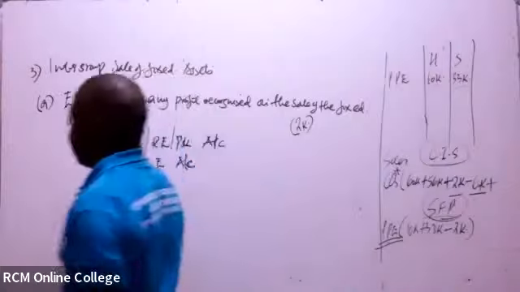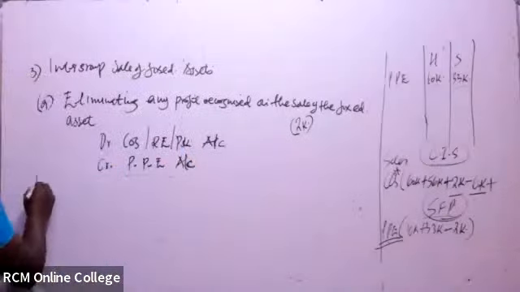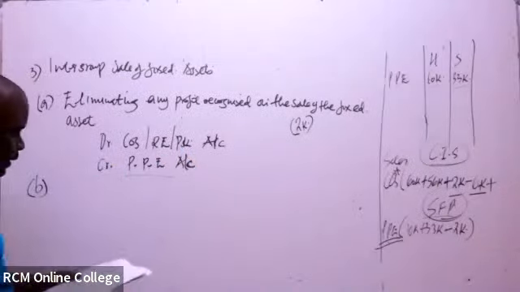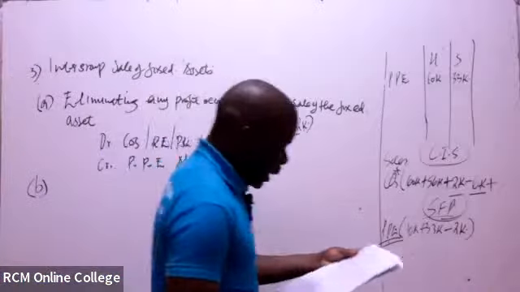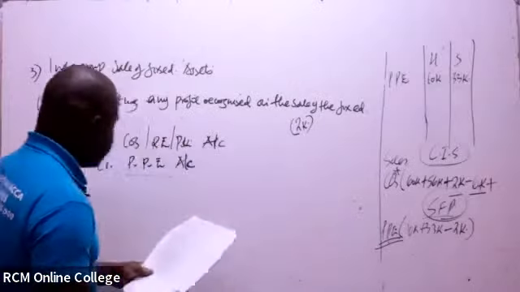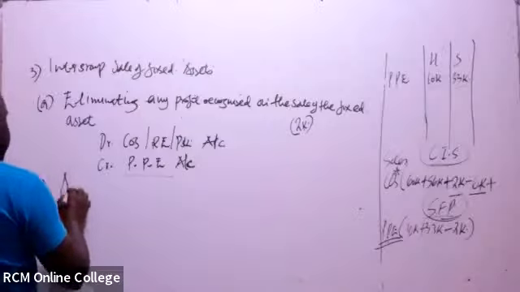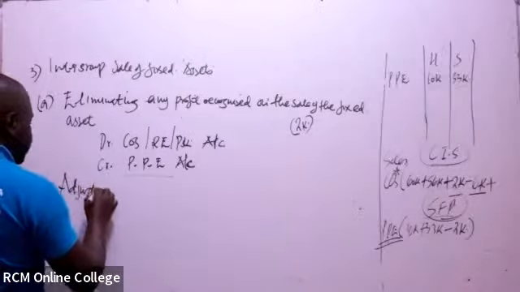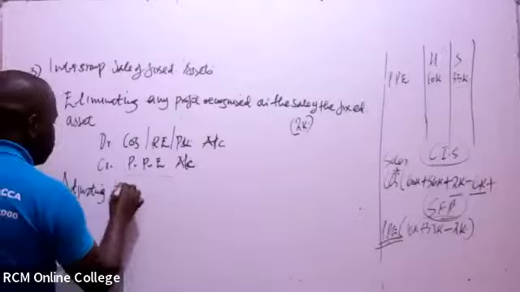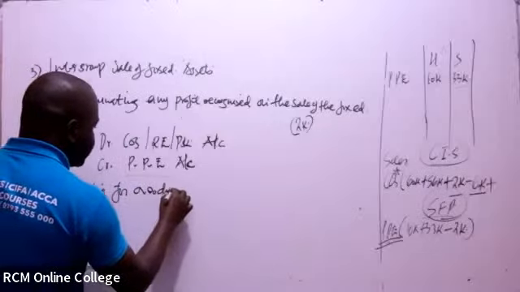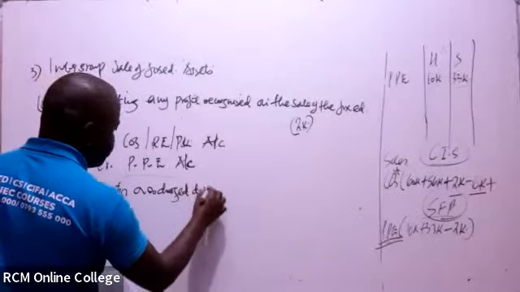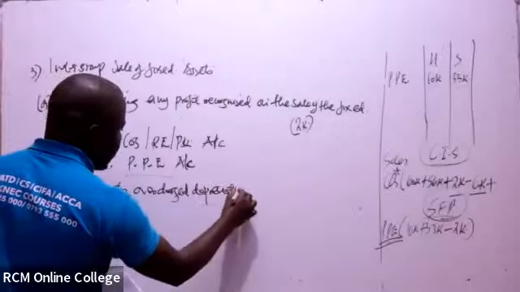So number B, you can write number B. Here, there can be another adjustment. So you can write adjusting for overcharged depreciation. Adjusting for overcharged depreciation.